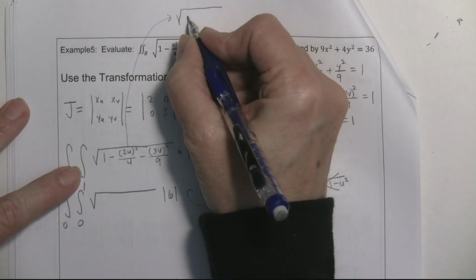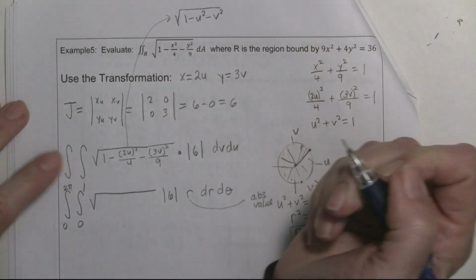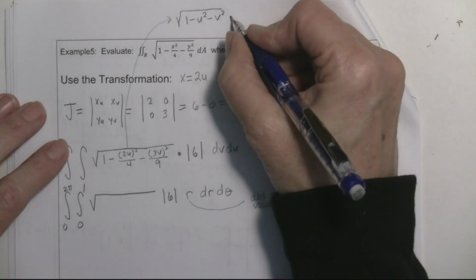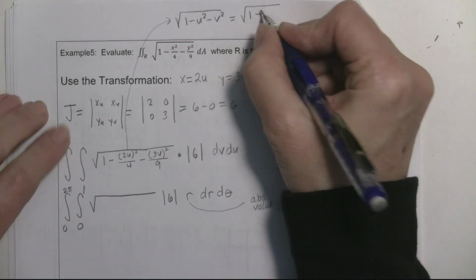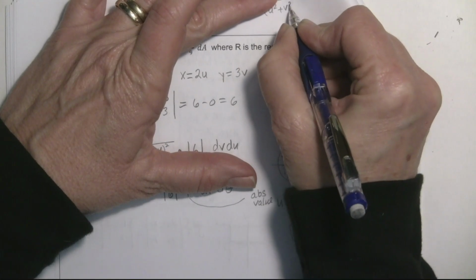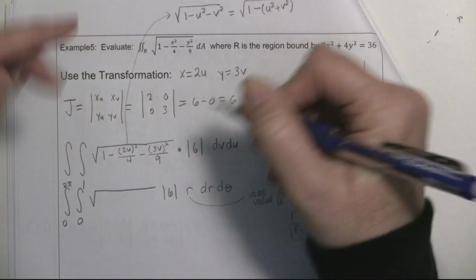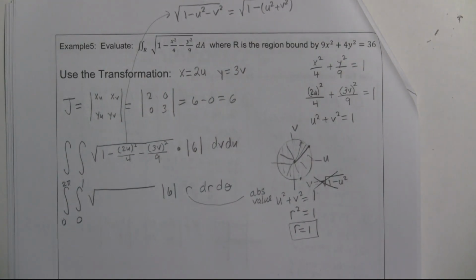Underneath this square root is 1 minus u squared minus v squared. Is that okay? How I'm going to write this is the square root of 1 minus, and then I'm going to put parentheses u squared plus v squared. And I'm sorry I had to write that up. It's just that I forgot to do it, and so I lost my momentum right there.